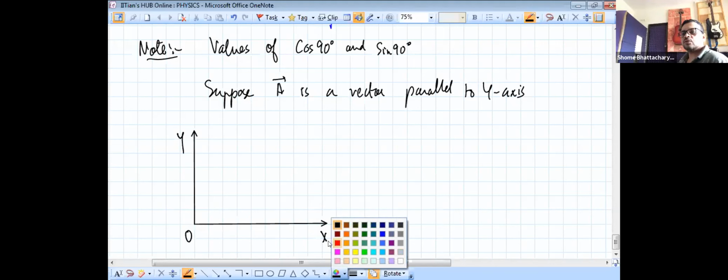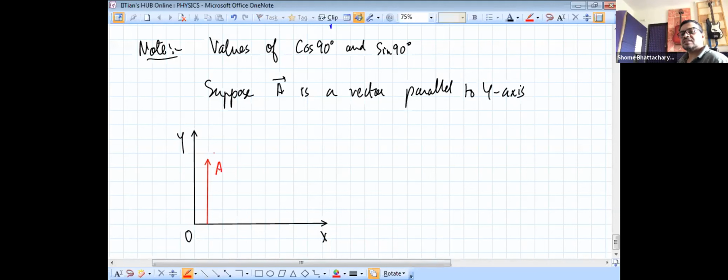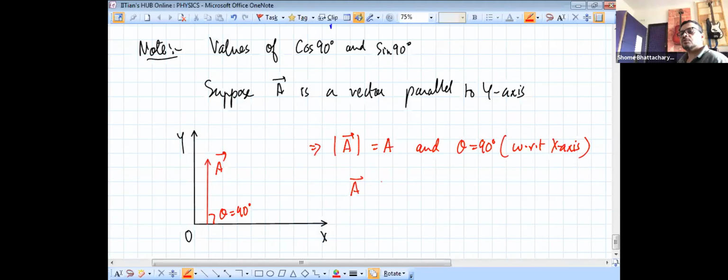So now how the vector E will be drawn? It will be drawn like this, parallel to the y-axis. So ऐसा होगा. So this angle will become 90 degrees. Okay. So suppose magnitude of vector E is capital E and theta is equal to 90 degrees with respect to x-axis. That is the meaning of this. So now the vector E will become what?